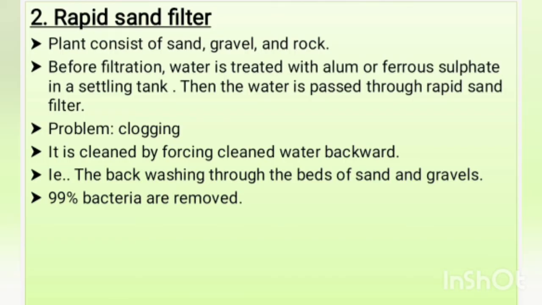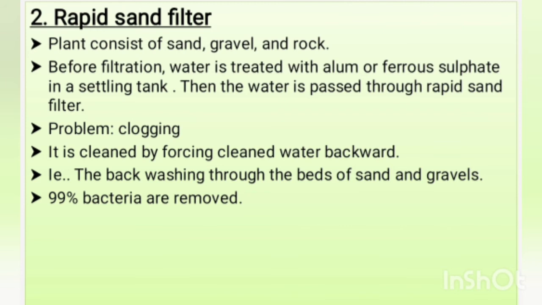Second method is the rapid sand filter. It is similar to the slow sand filter, and the plant consists of layers of sand, gravel, and rock. First, the water is treated with alum or ferrous sulfate in a settling tank where precipitation is done. This water is then allowed to pass through a rapid sand filter.